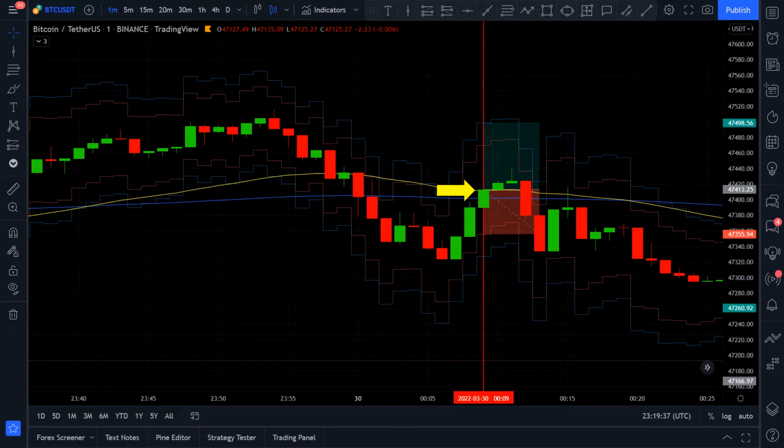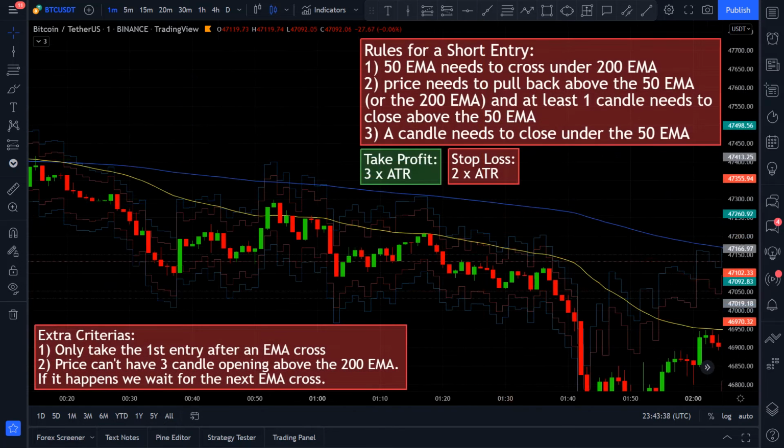Now let's see the rules for a short entry. For a short entry, first the 50 EMA needs to cross under the 200 length EMA. Just like with an uptrending period, this cross down means that we are entering into a downtrending period. After that, we need to see a pullback into the 50 or the 200 length EMA. Keep in mind that the pullback still can't have 3 candle closes in a row above the 200 length EMA.